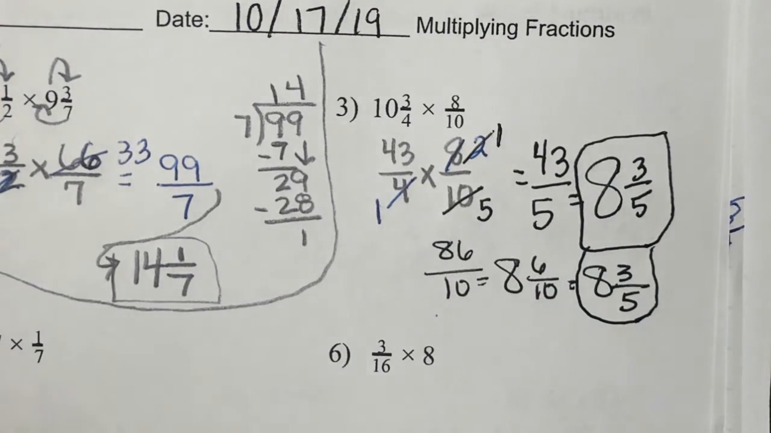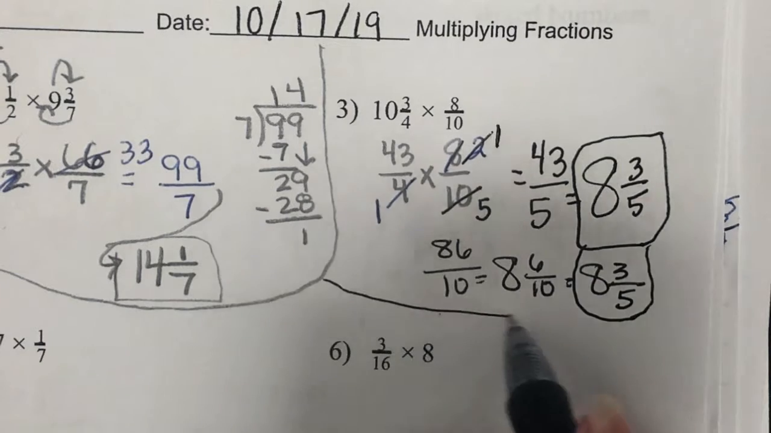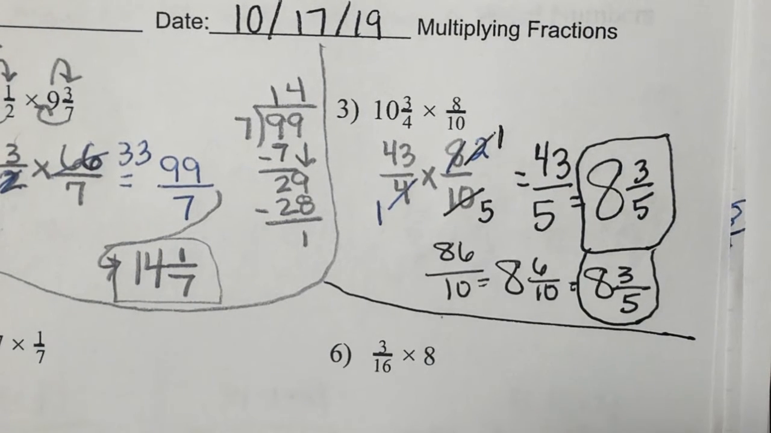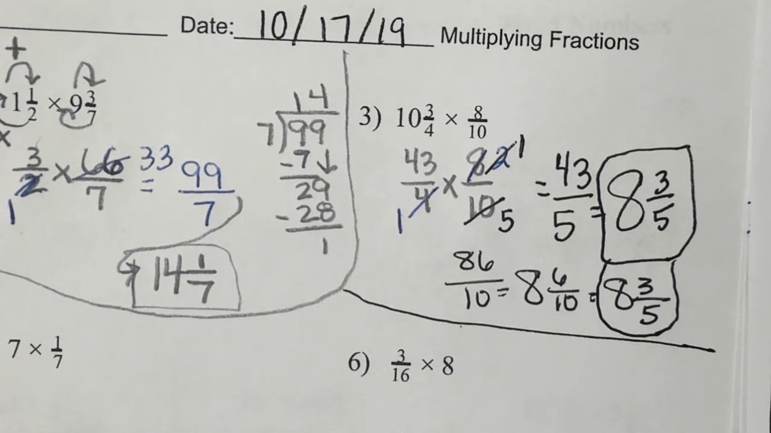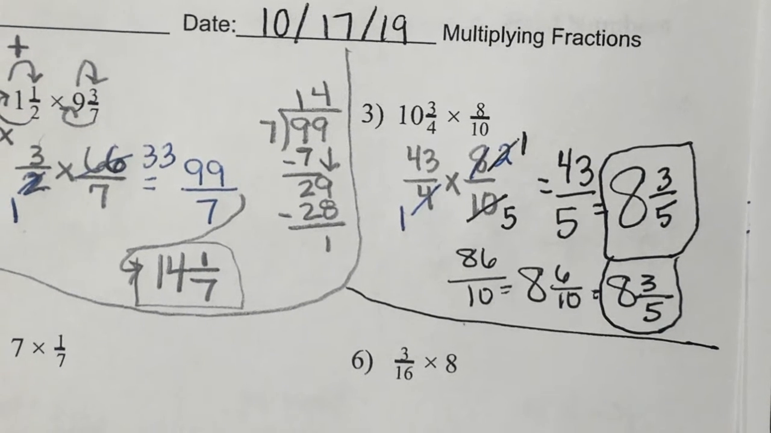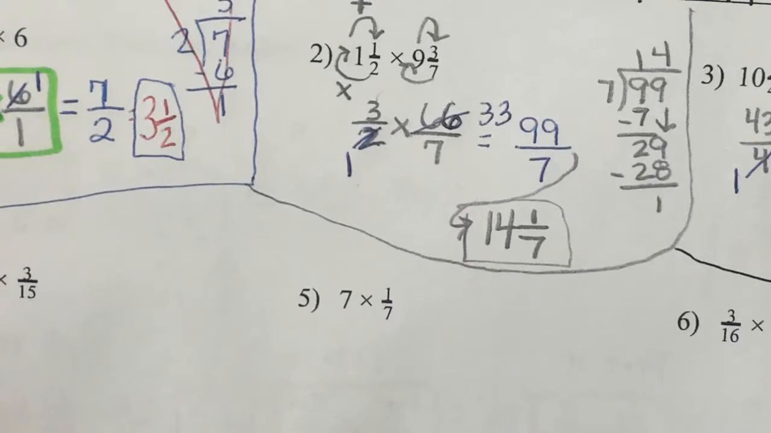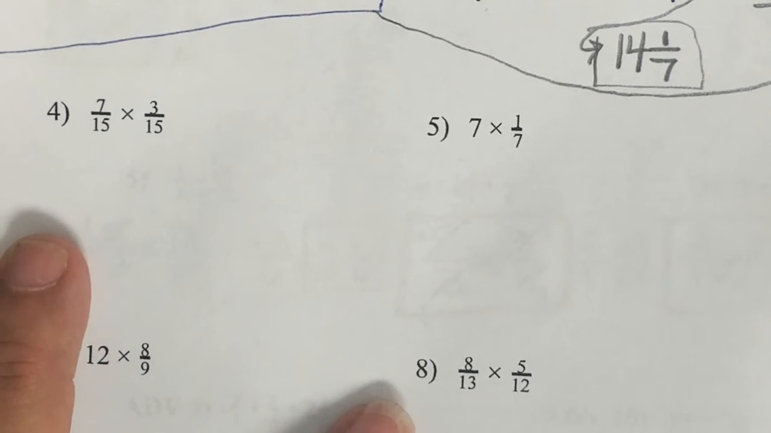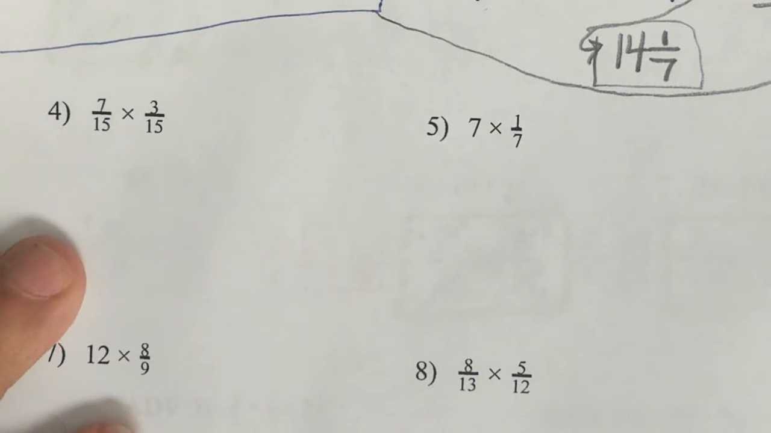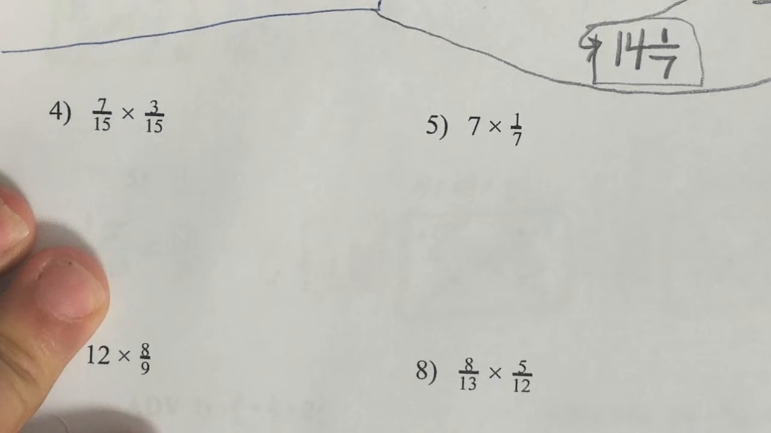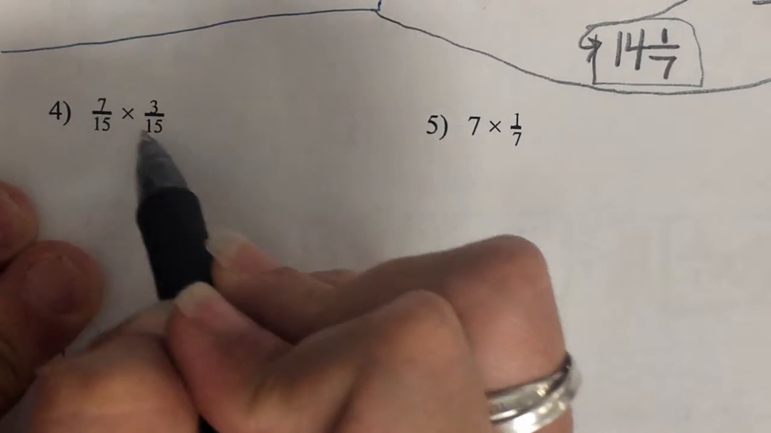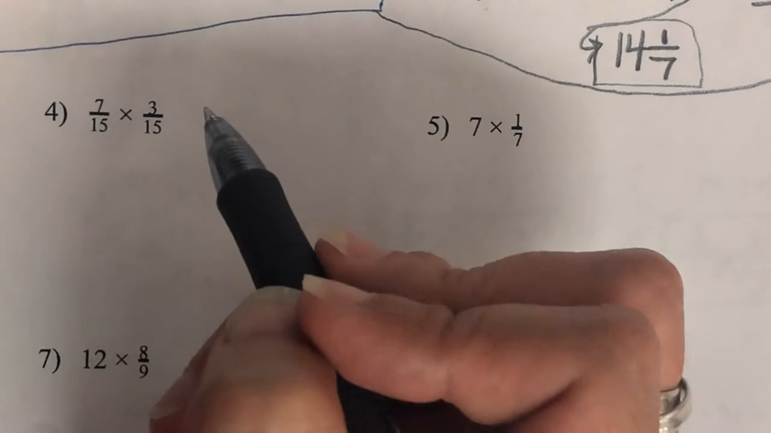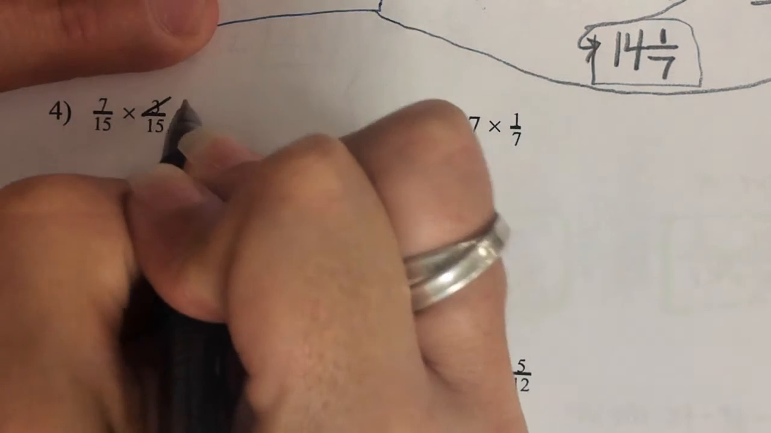Wait, so do they have to be improper all the time, or can they be just like a regular fraction? They can be a regular fraction. Most multiplying does give us the larger numbers, though. Okay. So, like number 4. Does anything simplify? 3 and 15. 3 and 15, yes. It doesn't matter which 15, but you can only do one of them. So, like 3 divided by 3 is 1.